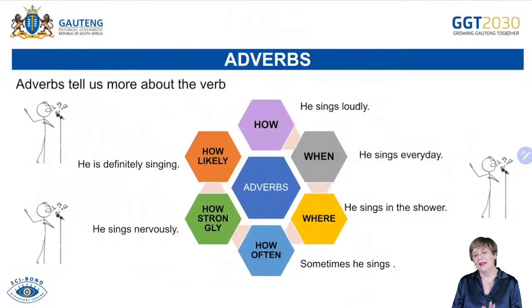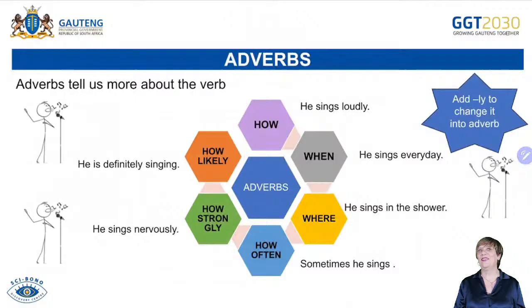Now, I'm sure if you remember this, using your little sentence, he sings, you'll be able to remember all the adverbs. It's so much easier. How he sings, when he sings, where is he singing, how often is he singing, how strongly is he singing, and how likely is he to sing. And that is adverbs done. Can you see how easy this is actually?